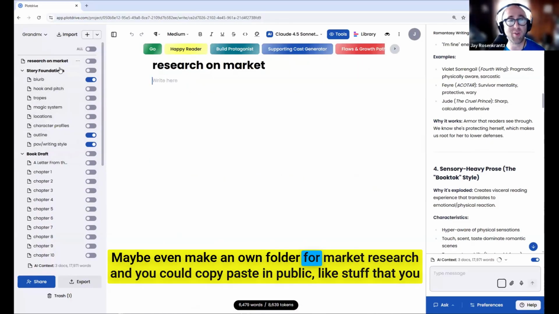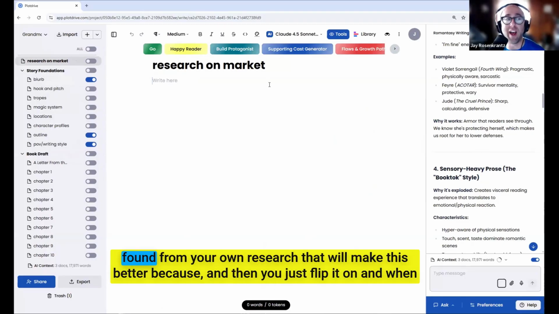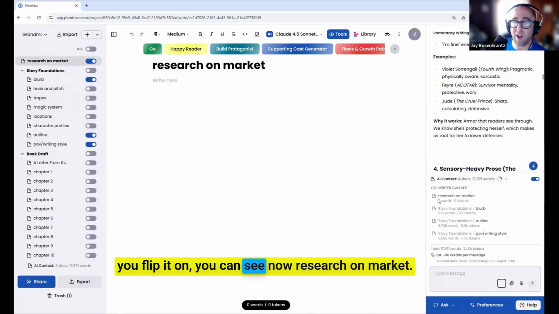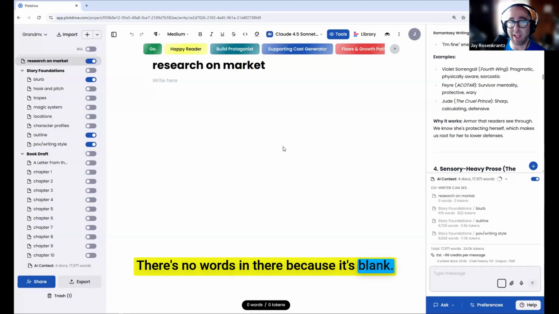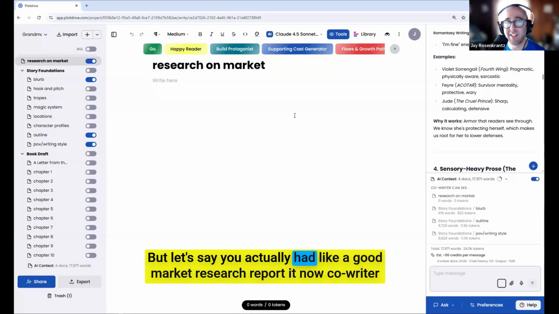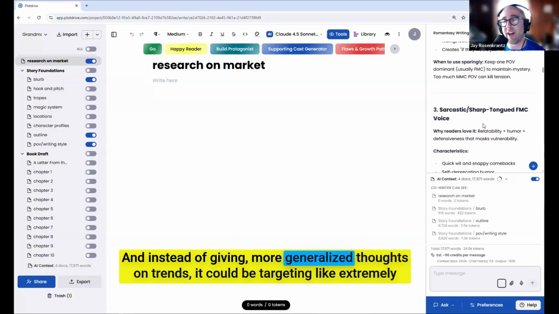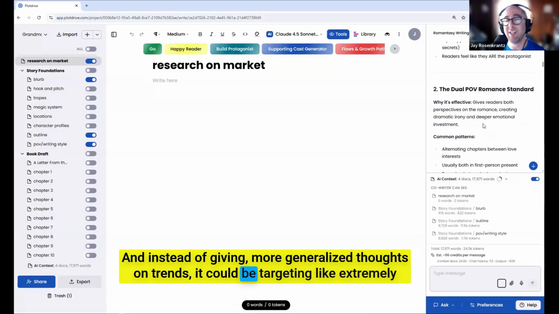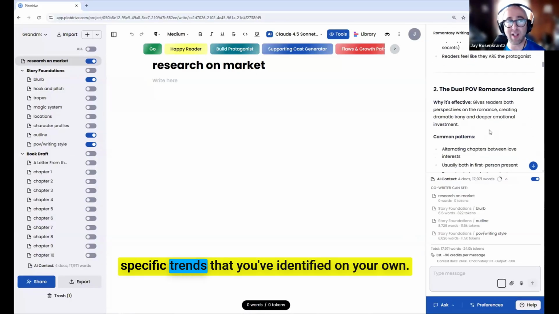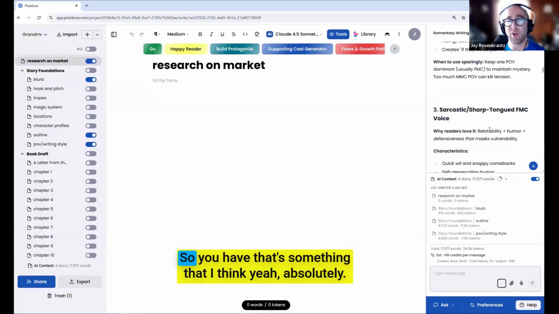Maybe you make a whole folder for market research. And you could copy and paste in public stuff that you found from your own research that will make this better, and then you just flip it on, and when you flip it on you can see now research on market, there's no words in there because it's blank. But let's say you actually had a good market research report, now the co-writer can see that and it'll pull from that, and instead of giving more generalized thoughts on trends, it could be targeting extremely specific trends that you've identified on your own.